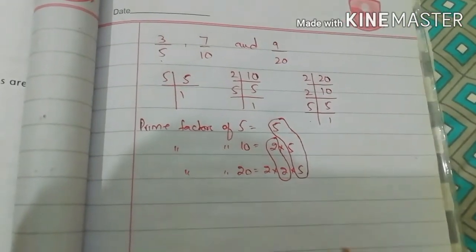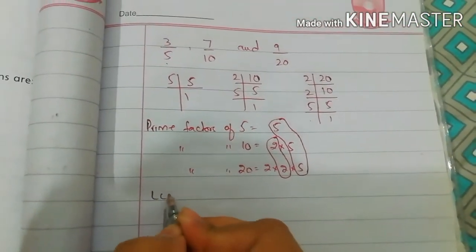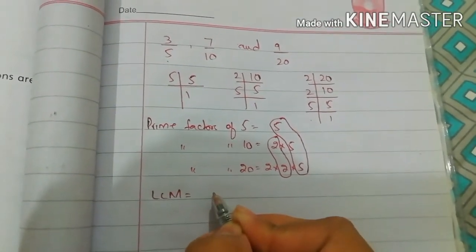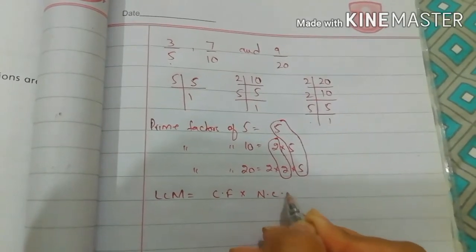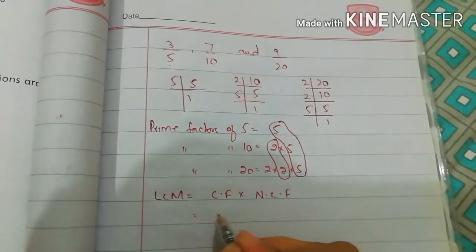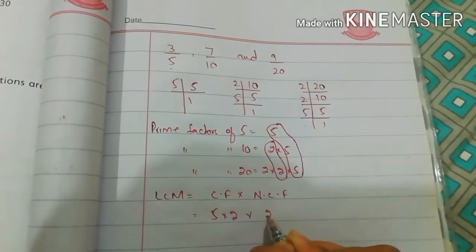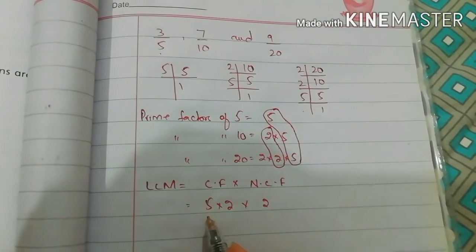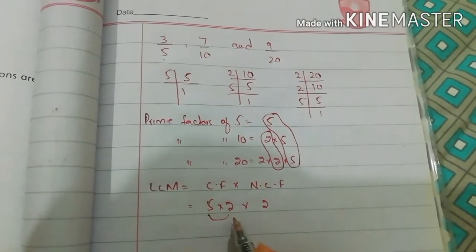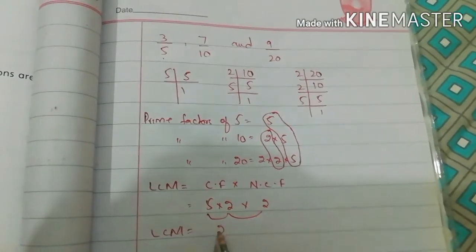So the formula of LCM you guys already know. LCM is equal to common factors multiplied by non-common factors. So the common factor is 5 into 2 and the non-common factor is 2. Now we will multiply all these values. 5 2s are 10, 10 2s are 20. So the LCM is 20.